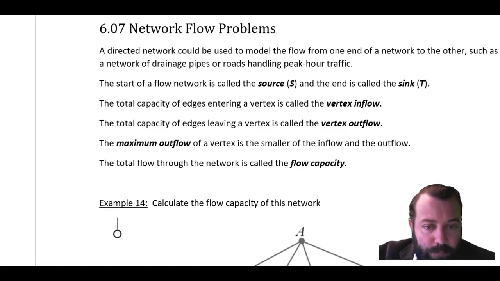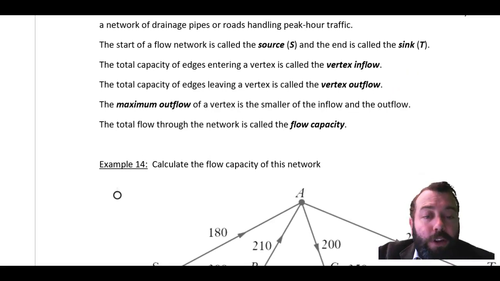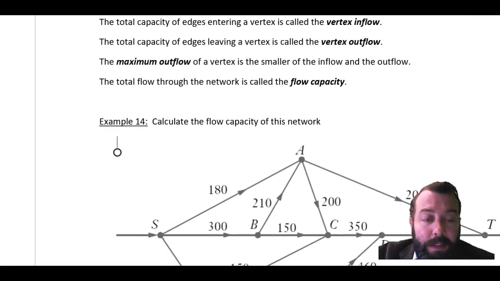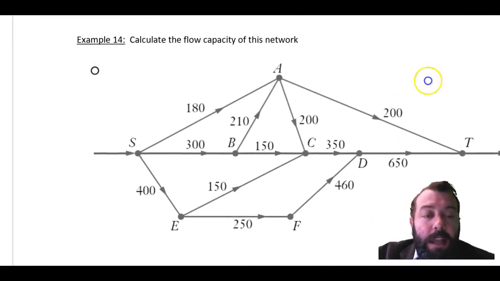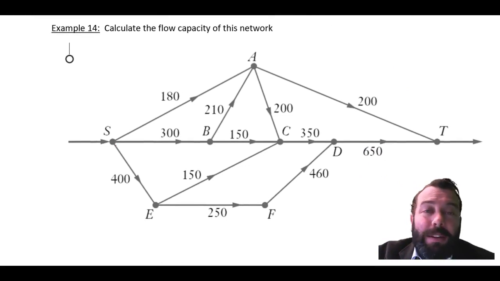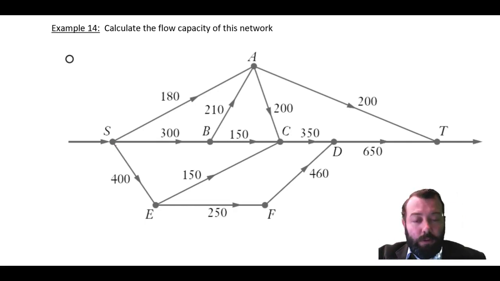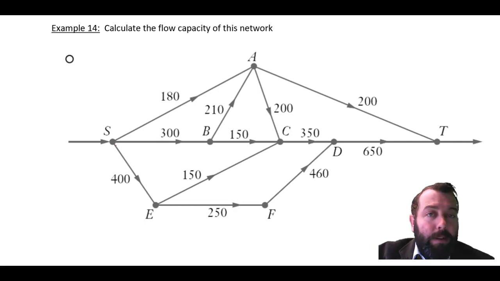Now, the way that we're going to calculate the flow capacity for the time being is we are going to systematically look at each path and keep reducing the amount of capacity along those edges until we can no longer find a pathway from the source to the sink. This will take a little while. We need to be fairly systematic about it.